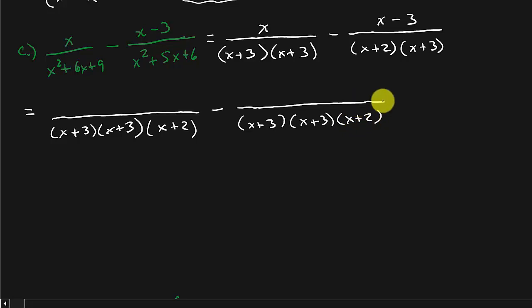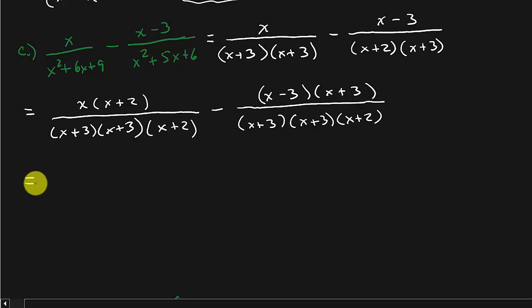Okay. Now, what do we have to multiply to this denominator to get our common denominator? You can see that's x plus 2. And what do we have to multiply to this denominator to get our common denominator? Well, that would be what? We need another x plus 3, don't we? So that's x minus 3 times x plus 3.